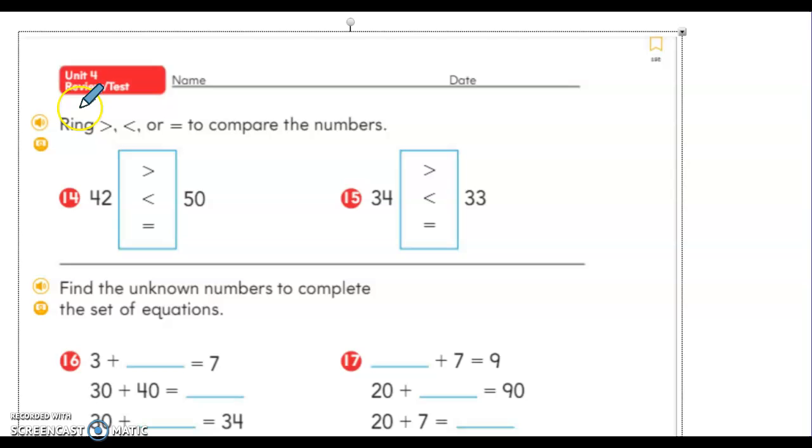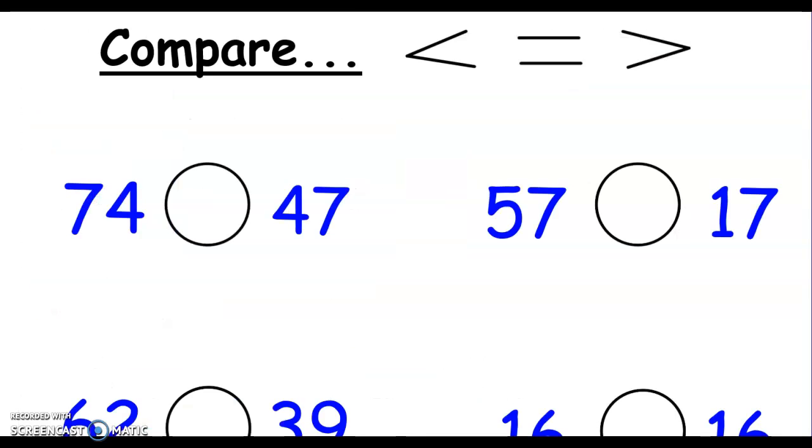Now, we talked about this before, but the word ring just means circle. Greater than, less than, or equal to compare the numbers. So we have to choose which one makes this true. So are we going to say 42 is greater than 50, 42 is less than 50, or 42 is equal to 50? Let's do a few review problems before we go there.